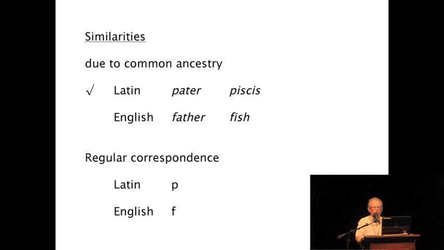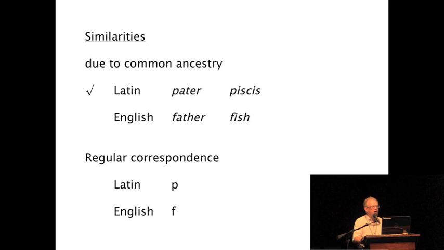Now, what we need to look for in order to establish a common ancestor are regular correspondences. Regular correspondences, for instance, in the sound systems, in the phonetics, in the phonology of the two languages. So one systematic way in which Latin and English are related is that across a wide range of words, Latin has a P sound, where English, along with the other Germanic languages, has an F sound. So pater, father, piscis, fish, they fit into a larger pattern.